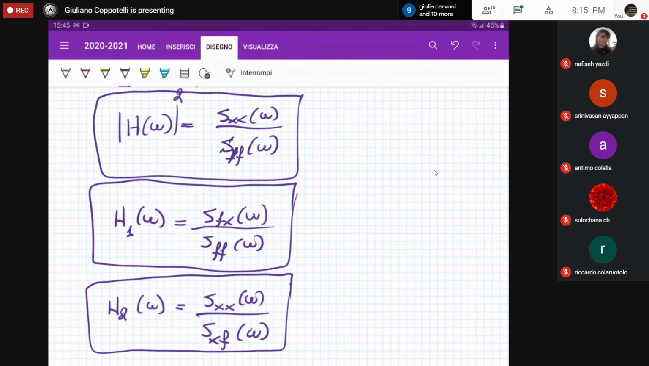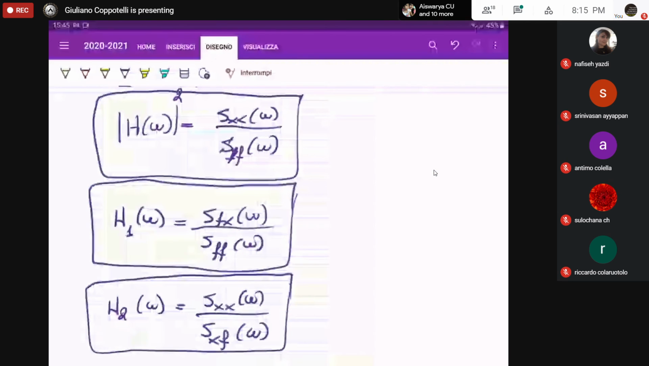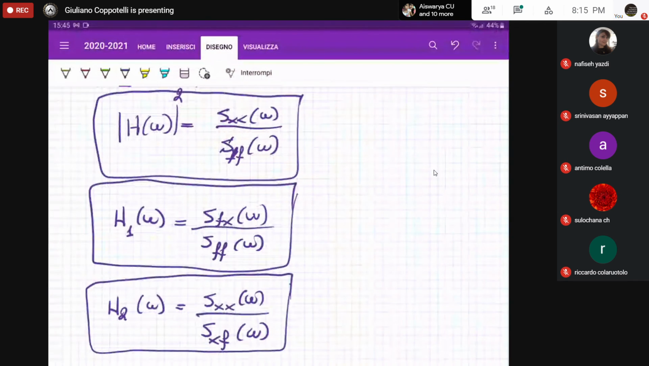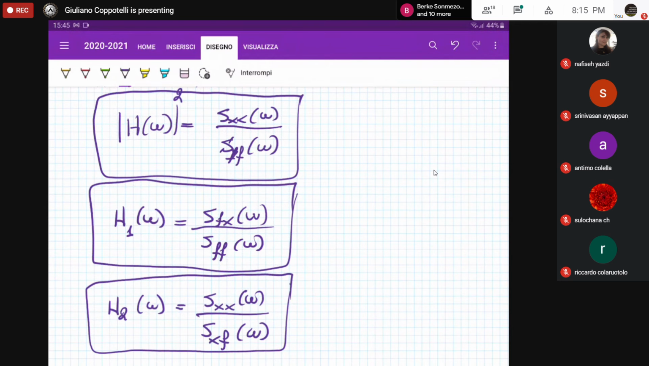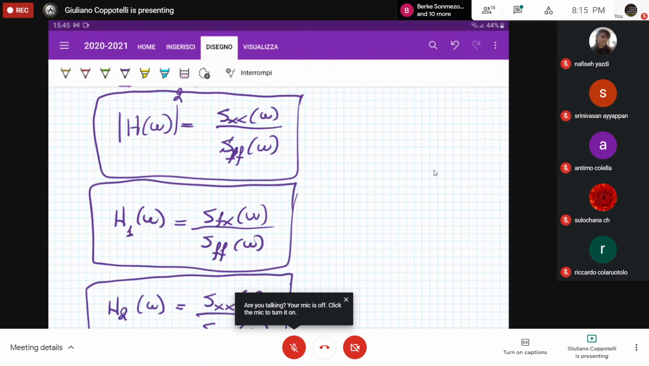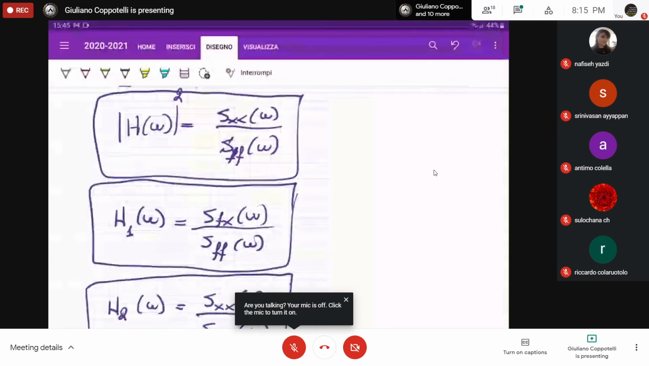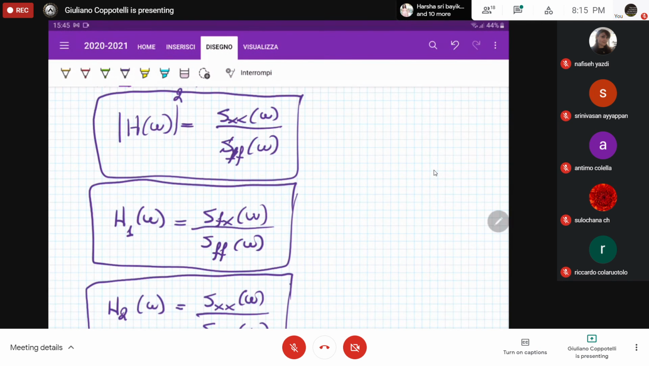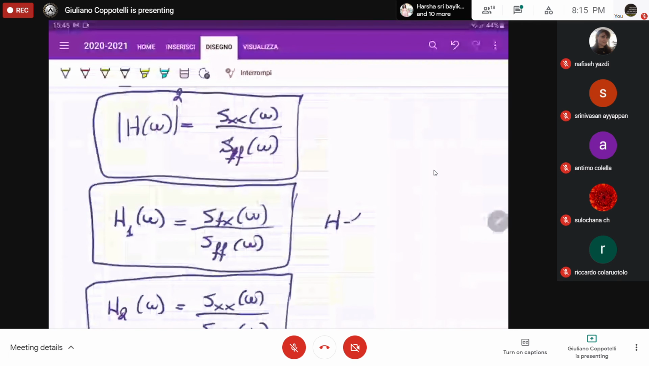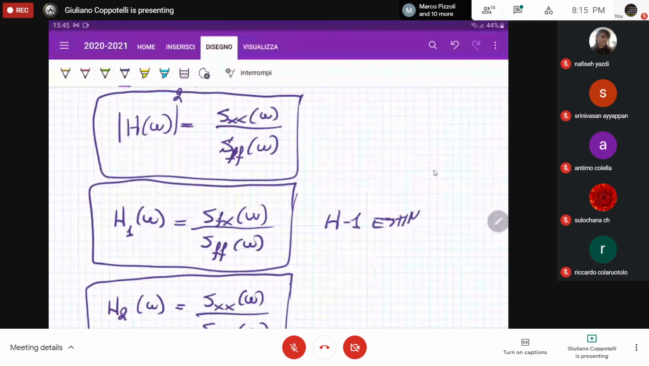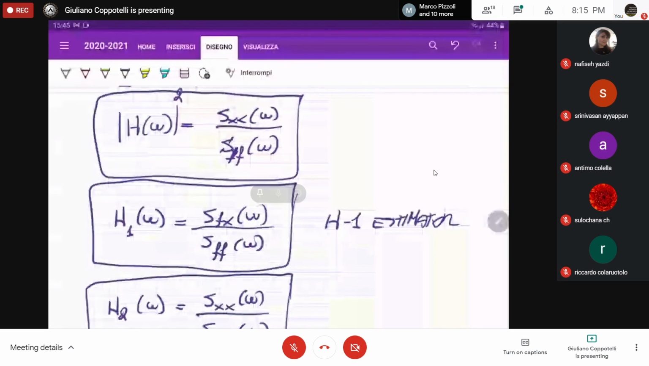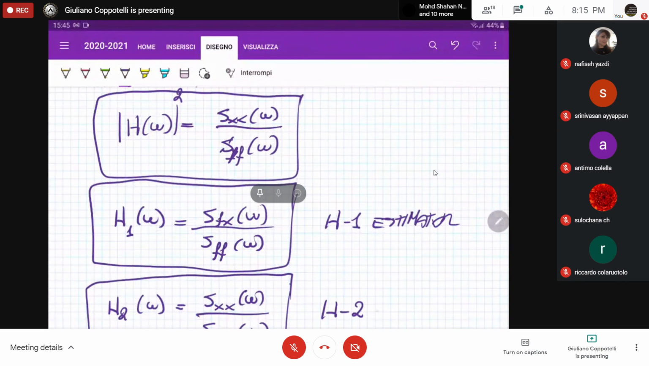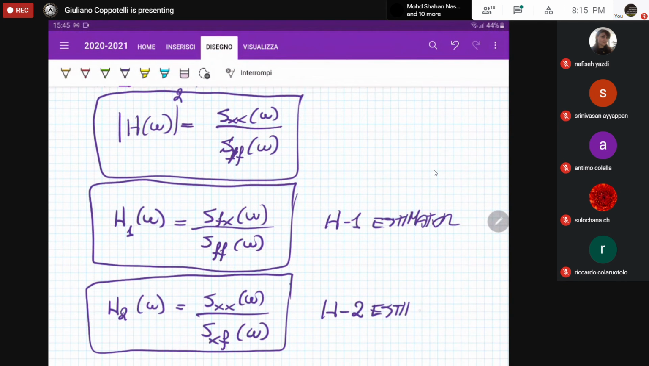Then we are able, by Fourier transforming this correlation function into this power spectral density, just by taking the estimates using these three equations, we can have the information of the frequency response function. By the way, this is called H1 estimator, and the last one is called H2 estimator.